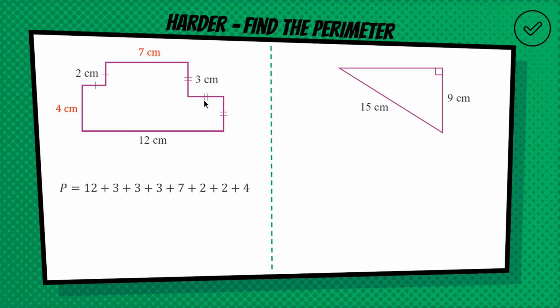So we just got to do 12 plus 3 plus 3 plus 3 plus 7 plus 2 plus 2 plus 4, and we get 36.